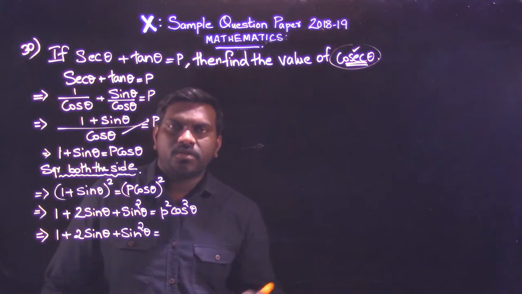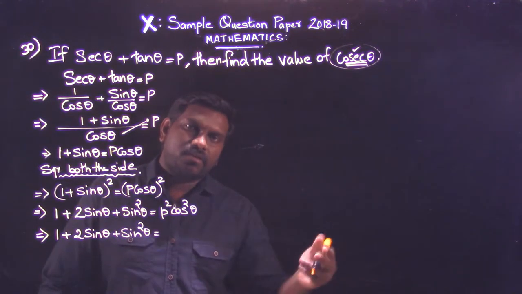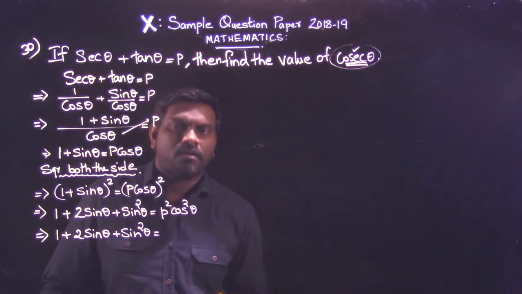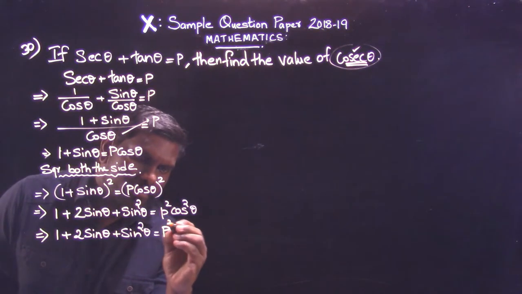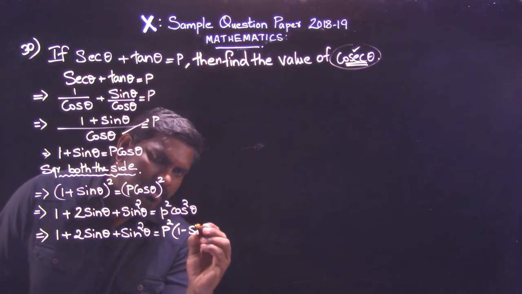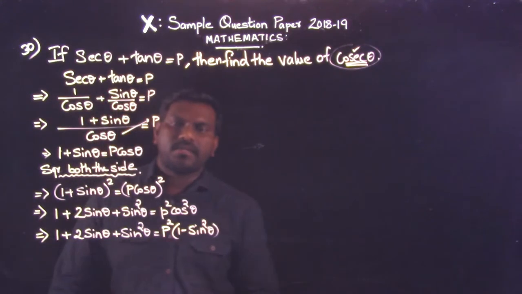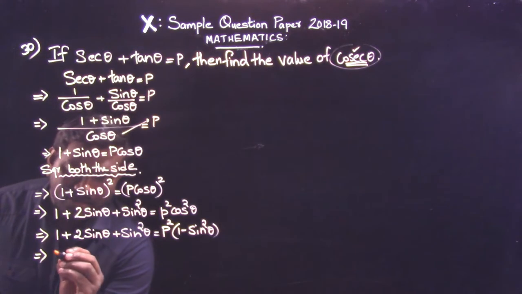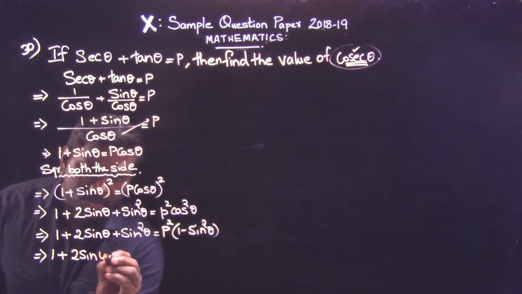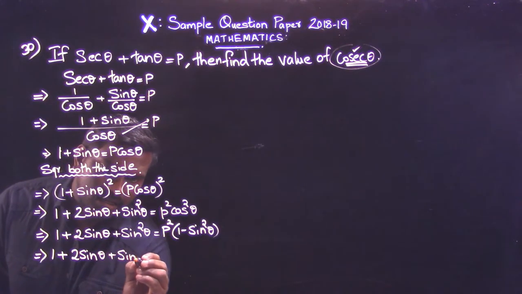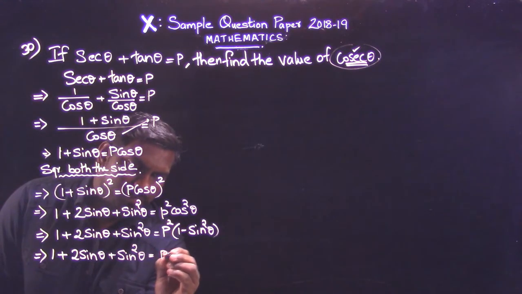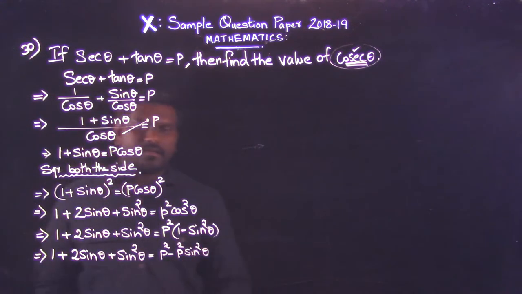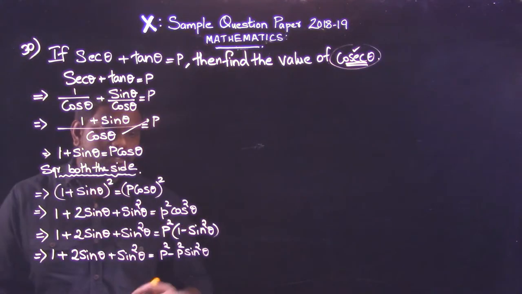From that equation, you can make two other things. You can write in terms of sin² θ or cos² θ. From sin² + cos² = 1, what you can write for cos² here is 1 minus sin² θ. Clear? Now I need to multiply it inside, so I get 1 + 2 sin θ + sin² θ = p² − p² sin² θ. Clear? I'm writing each and every single step so that you get a better perspective.